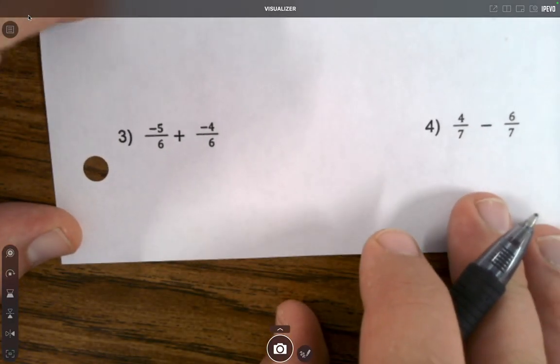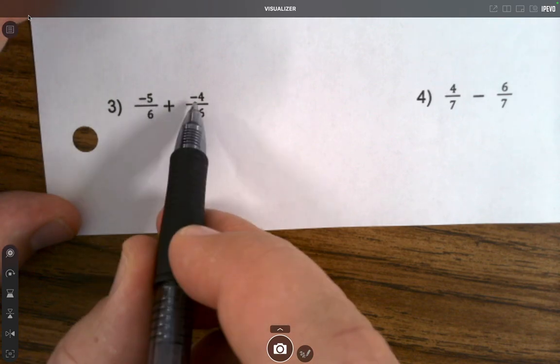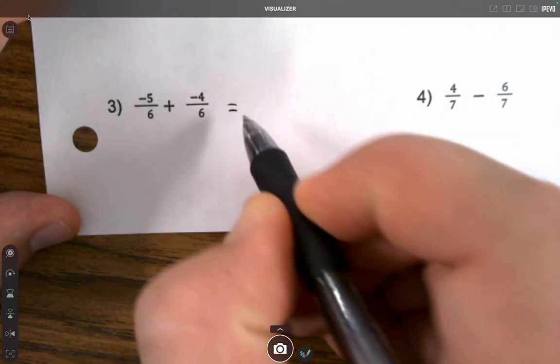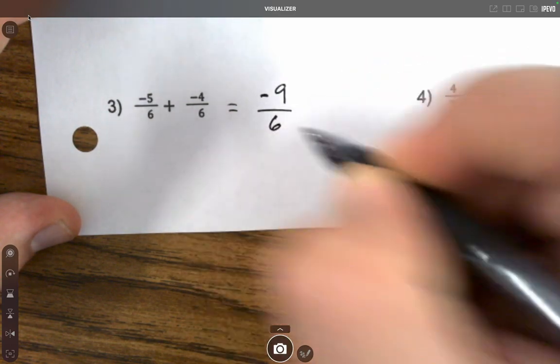Number 3, you still have the same denominator. This time we're adding numbers with the same signs, so we just add the two together, 5 plus 4, and keep the sign they have. So it's negative 9 over 6.